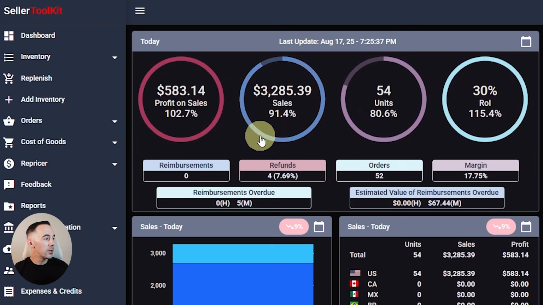Now, the other ones that I always look at, you've got reimbursements, which is how much money you should be getting back from any lost stock. And we'll go through that later on. And again, other software services charge you for that. This is actually just part of the fee, which alone is really worth it.